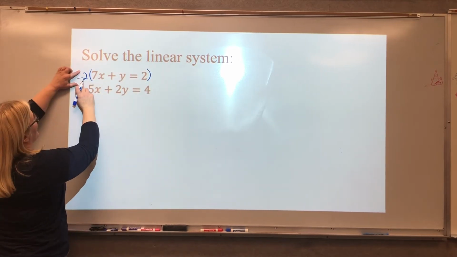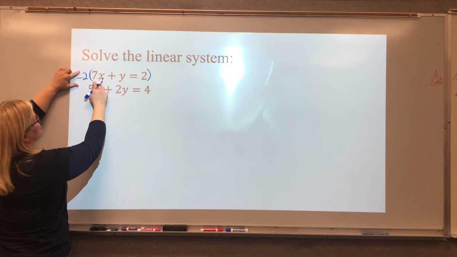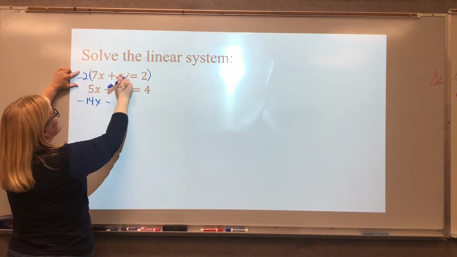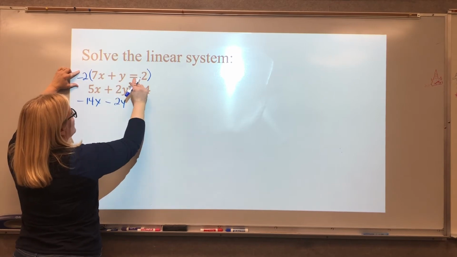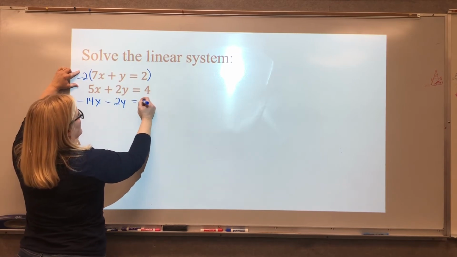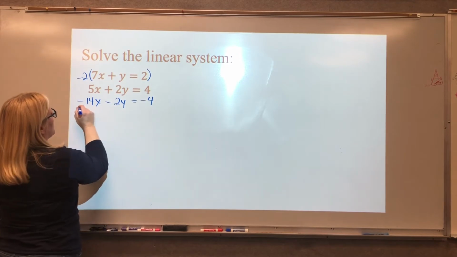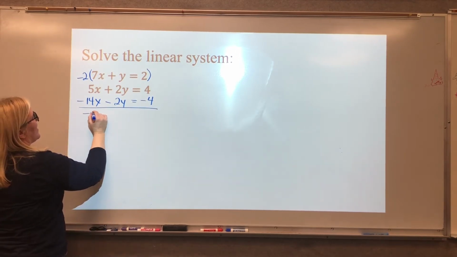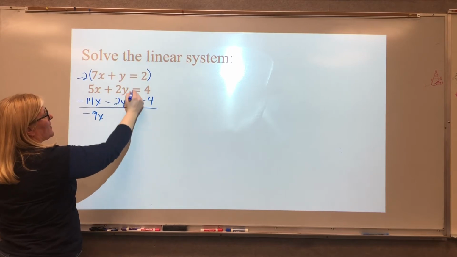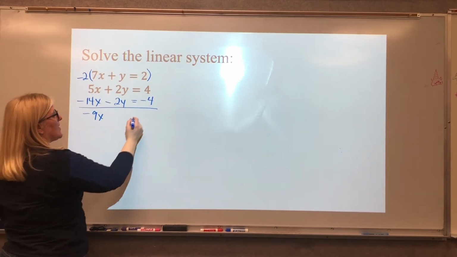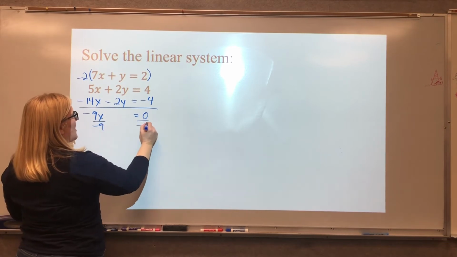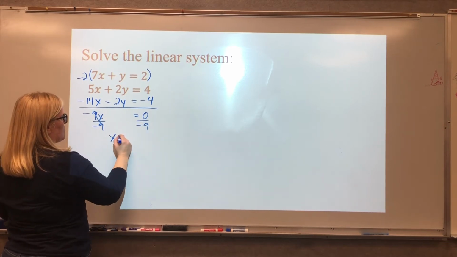So if I do that, if I distribute, I have -2 times 7x is -14x minus 2y, and don't forget this one, equals -4. So now when I add these up, I get -9x, here's the one that gets eliminated, equals 0, divide by -9, and I have x equals 0.